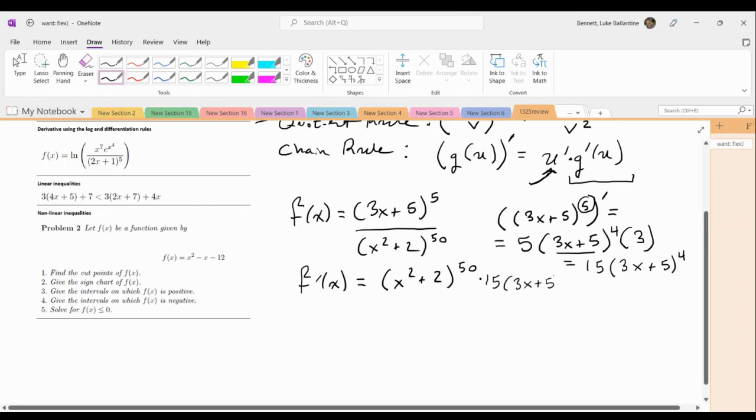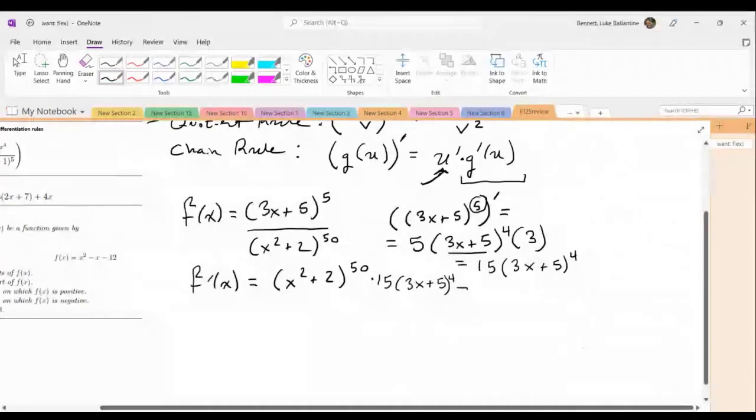3x plus 5 to the fourth. Minus, well, you do minus because it's the quotient rule. High, the upper function, 3x plus 5 to the fifth, times d low. So we want the derivative of x squared plus 2 to the 50th. Well, this one is just the chain rule again. This equals, and then we need the power rule to do that.